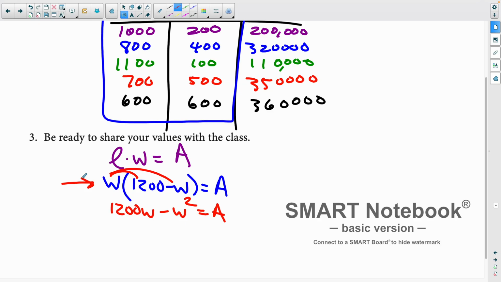Now, some of you go, well, I don't like the W squared last. I might rearrange, and that's fine. You might say negative W squared plus 1,200 W is equal to A. That would work. Next, when we turn the page, to page 30, it asks me to use Desmos to determine a quadratic regression equation in standard form for this situation.